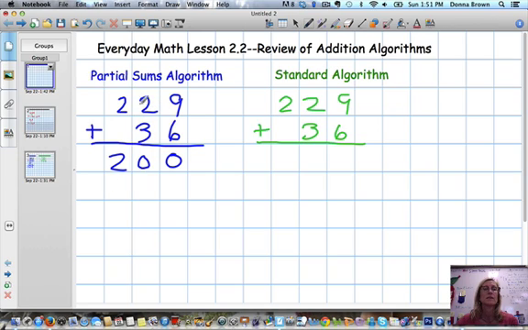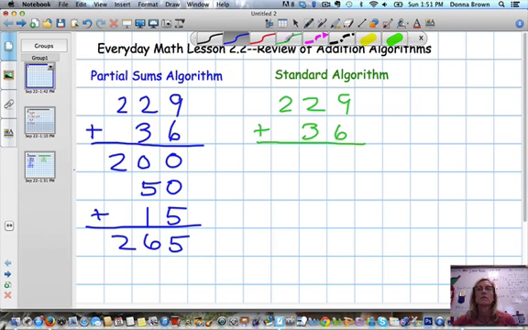Then we go to the tens column, the next one to the right, and we look at the place value again. This is not a 2, but 20. So 20 plus 30 is 50. And then here we look at the ones column, 9 plus 6 is 15. So we're going to write that here. And then we're going to add them all up. So that's partial sums algorithm.